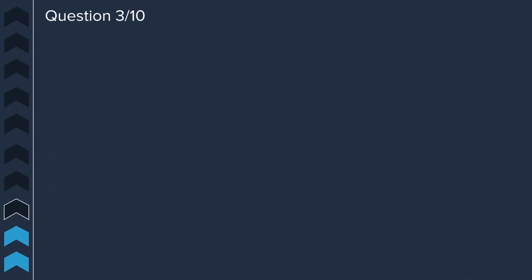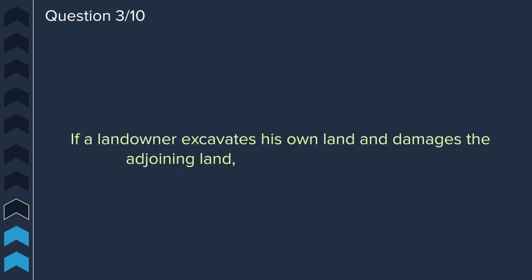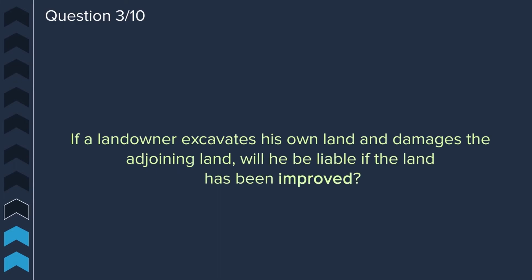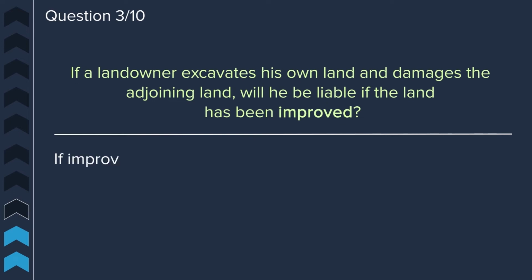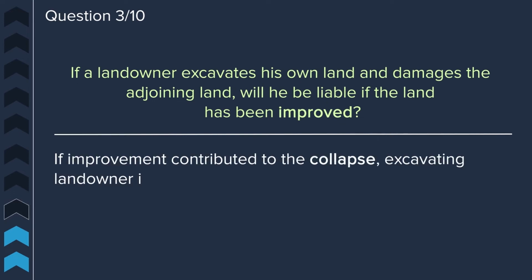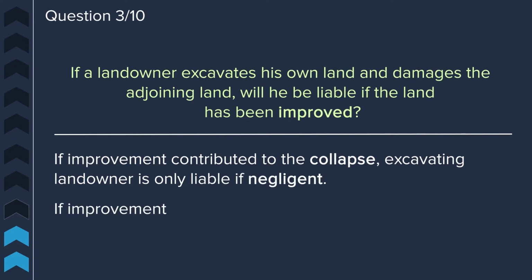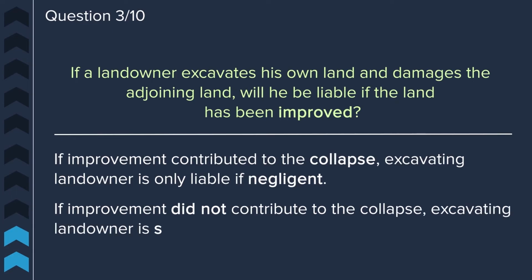Question 3. If a landowner excavates his own land and damages the adjoining land, will he be liable if the land has been improved? This hinges on whether the improvement contributed to the collapse. If the improvement did contribute to the collapse, then the excavating landowner will only be liable if they were negligent. However, if the improvement did not contribute to the collapse, then the excavating landowner will be held strictly liable.